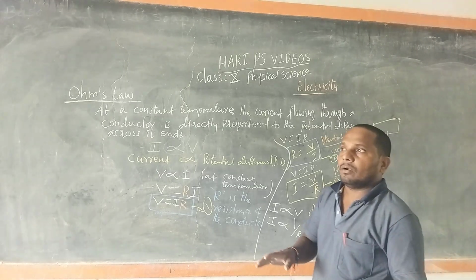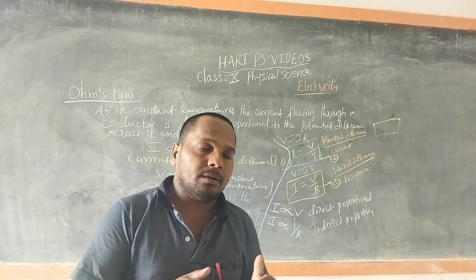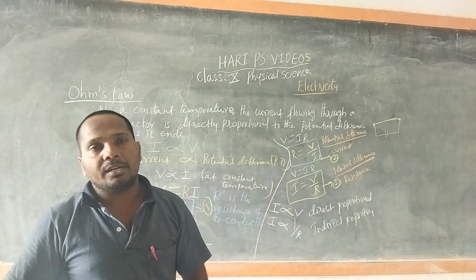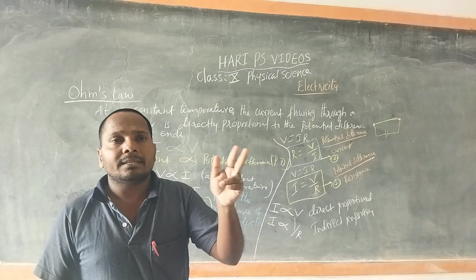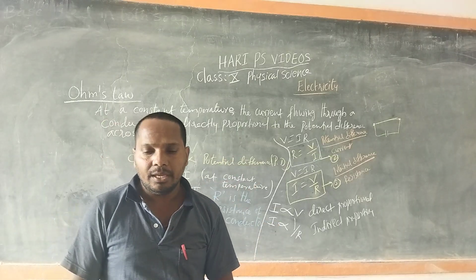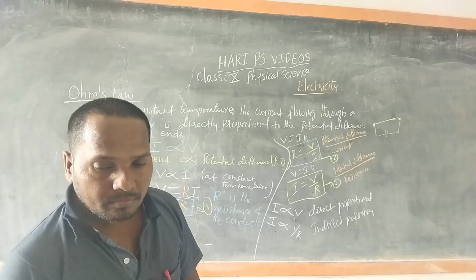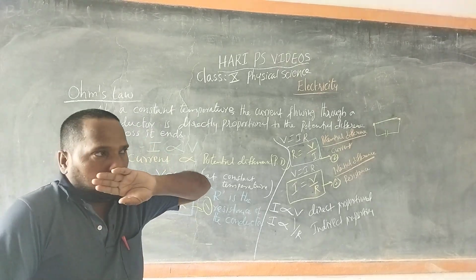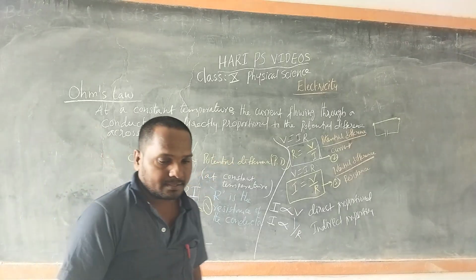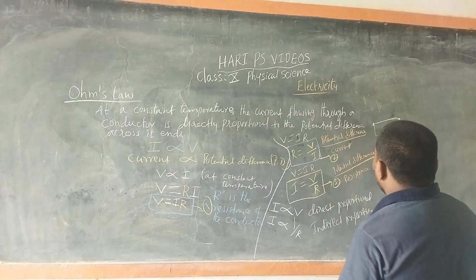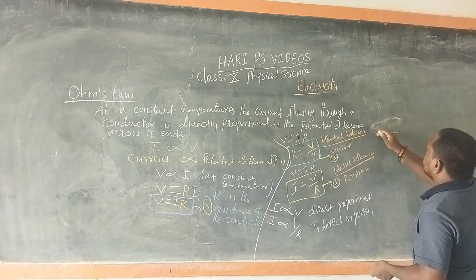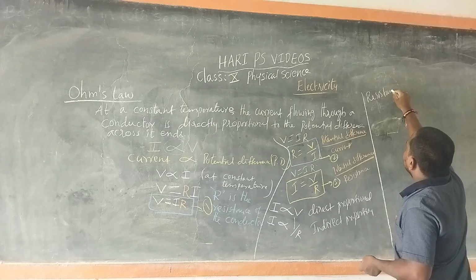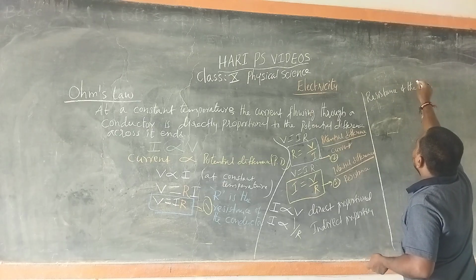So the amount of current flowing in a conductor depends on the potential difference and the resistance of the conductor. So let us understand now what is resistance. Resistance of the conductor.